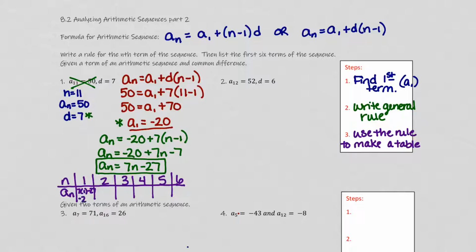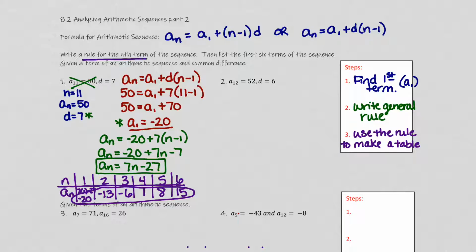Okay, and I get negative 20. Okay, so this is the first term. Plug in 2: 7 times 2 minus 27 is negative 13. 7 times 3 minus 27 is negative 6. 7 times 4 minus 27 is 1. 7 times 5 minus 27 is 8. And 7 times 6 minus 27 is 15. So you would write these terms out with a comma in between each of them. Okay, so that's what it wanted.